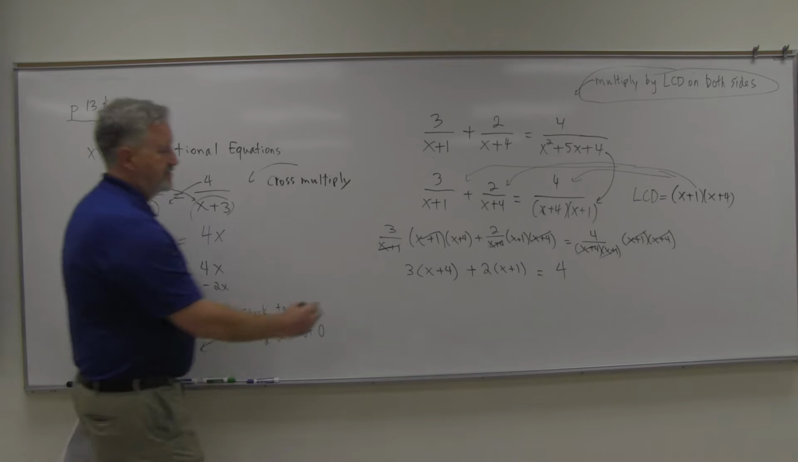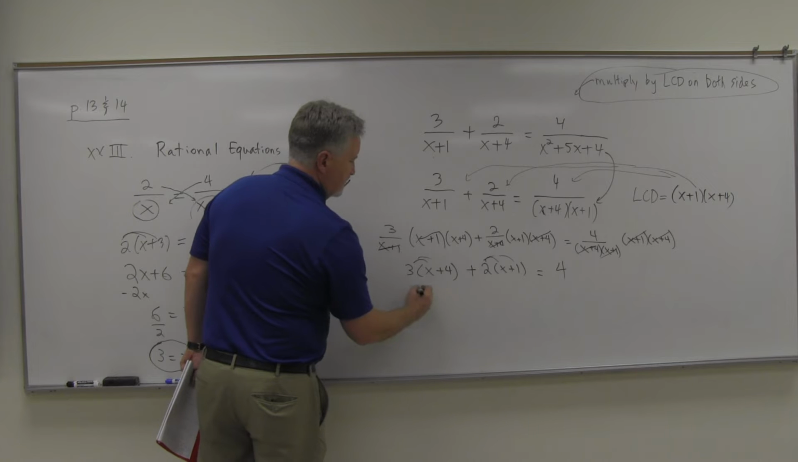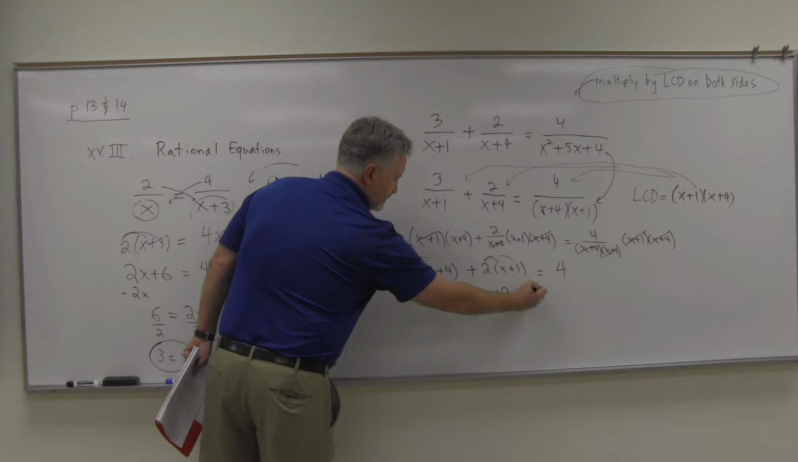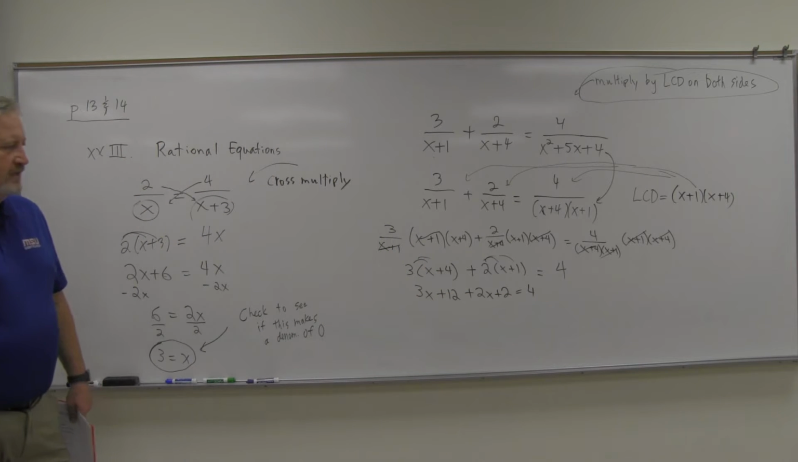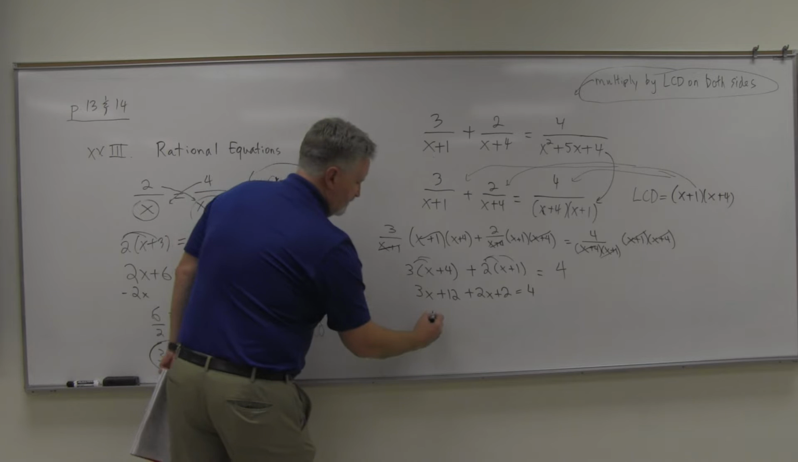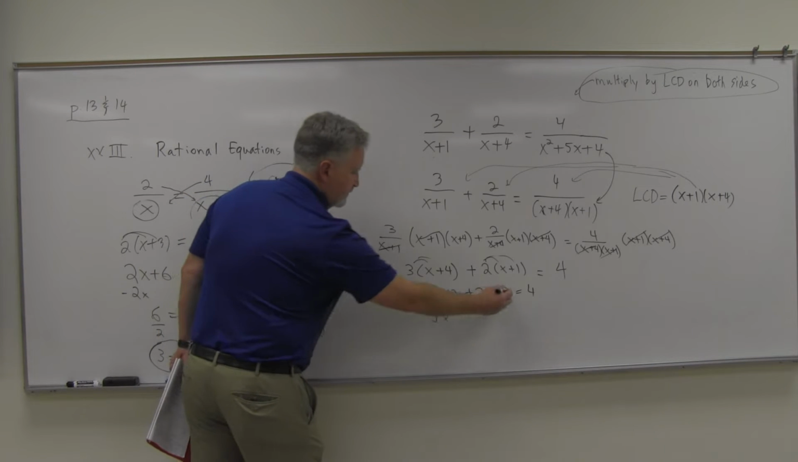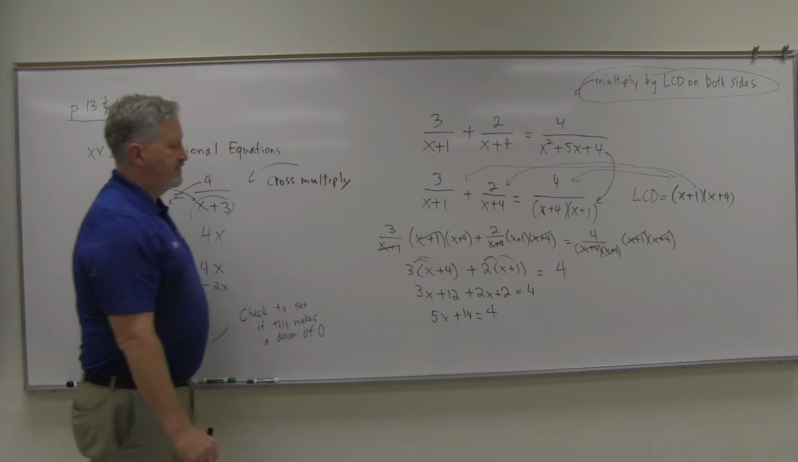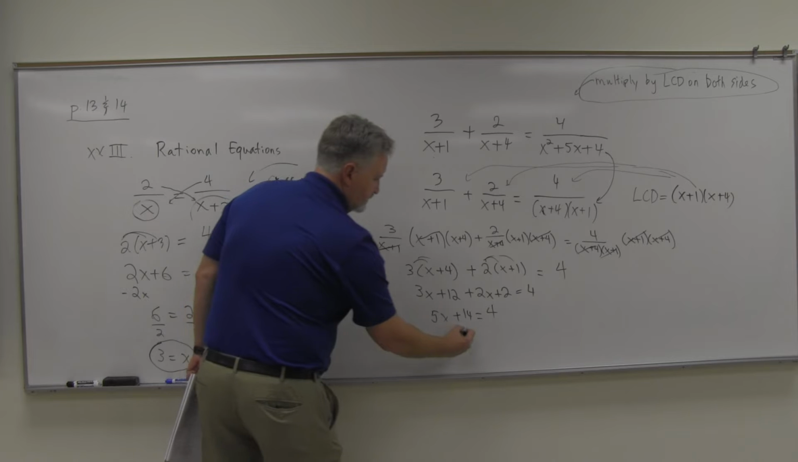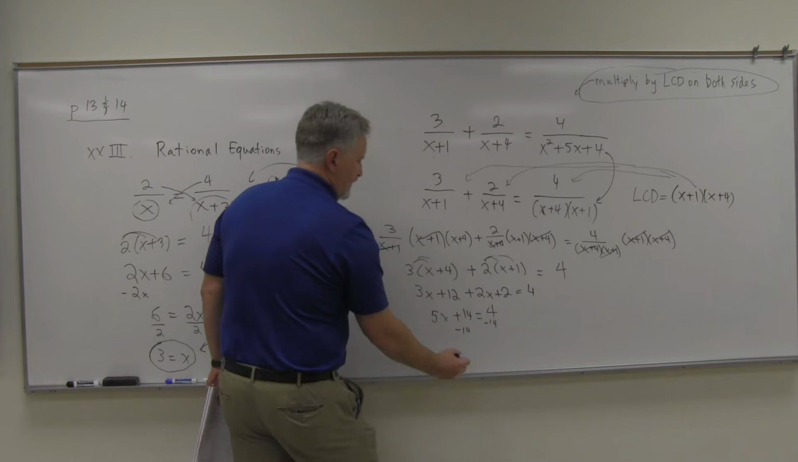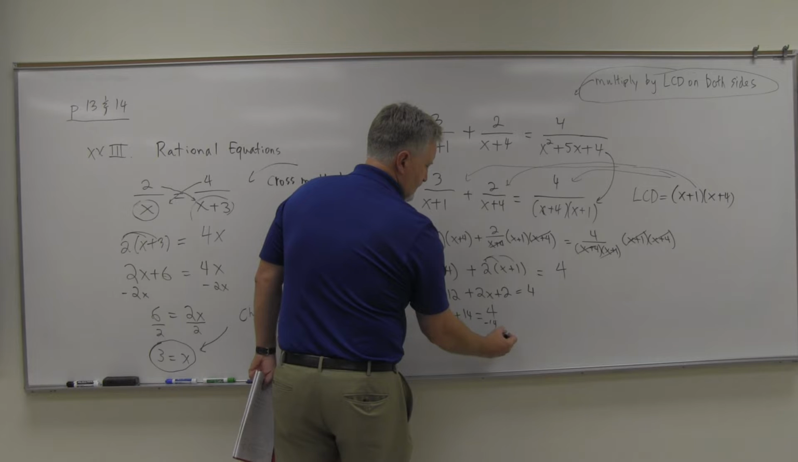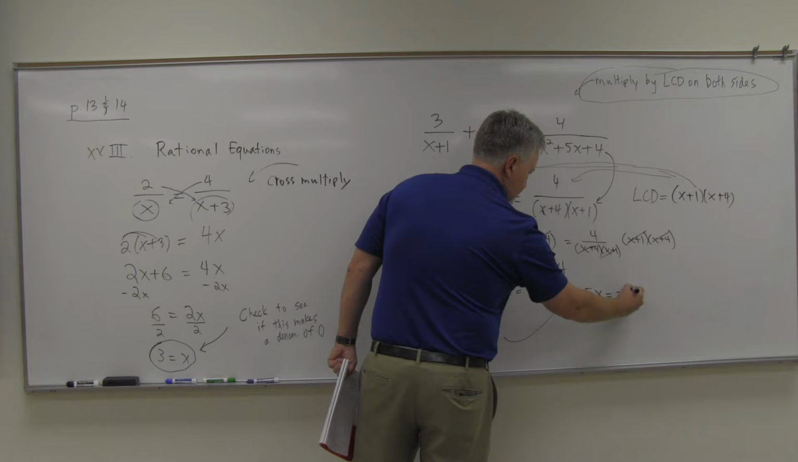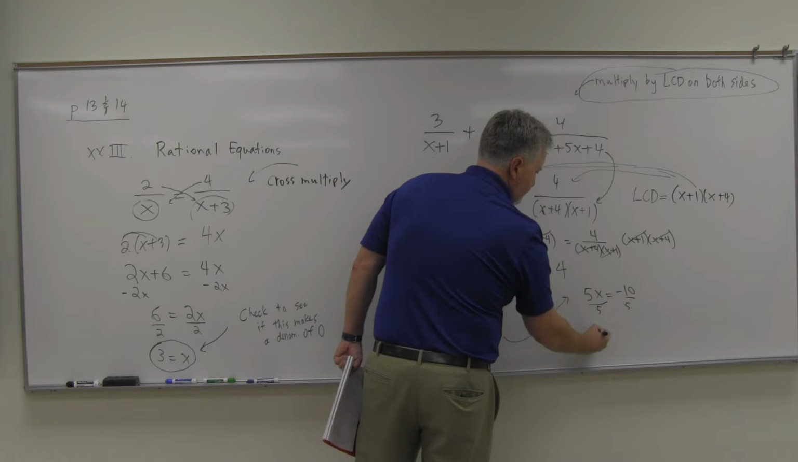Just solve that out, distribute, and then solve for x. 3x plus 12 plus 2x plus 2 equals 4. Sound right? Of course, you've got to combine the like terms over here. You've got 3x and 2x, which is 5x, and you've got 12 and 2, so you've got 14. So 5x plus 14 equals 4. Subtract your 14, so we have 5x equals negative 10. Divide by 5, and you get x is negative 2.